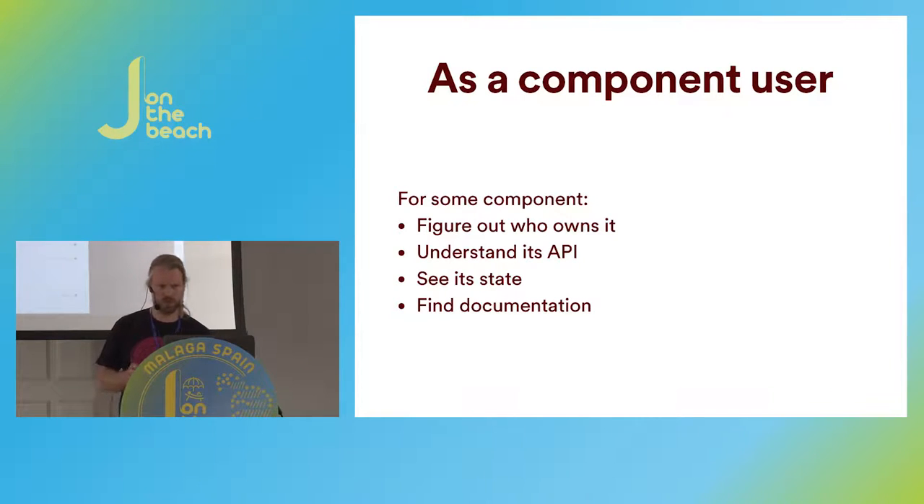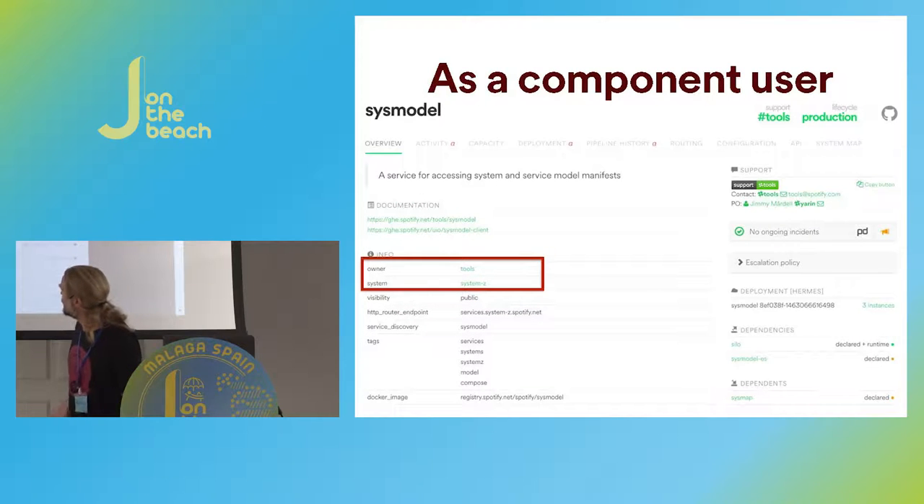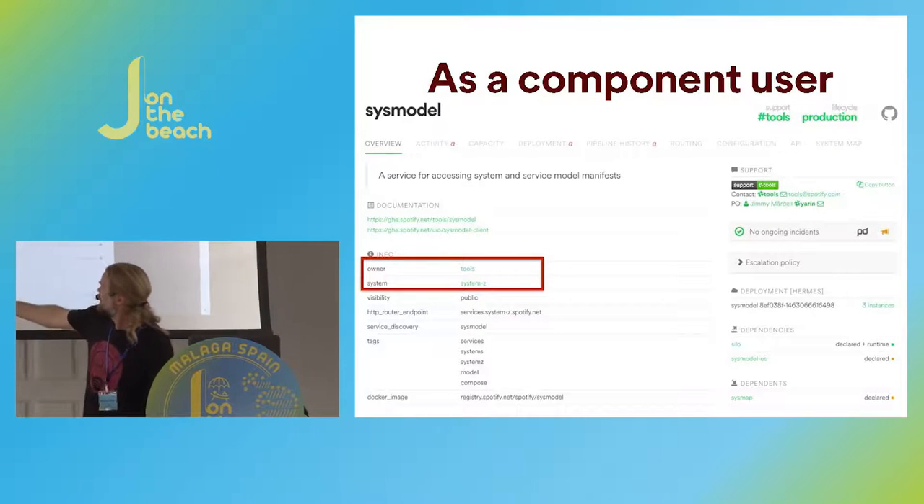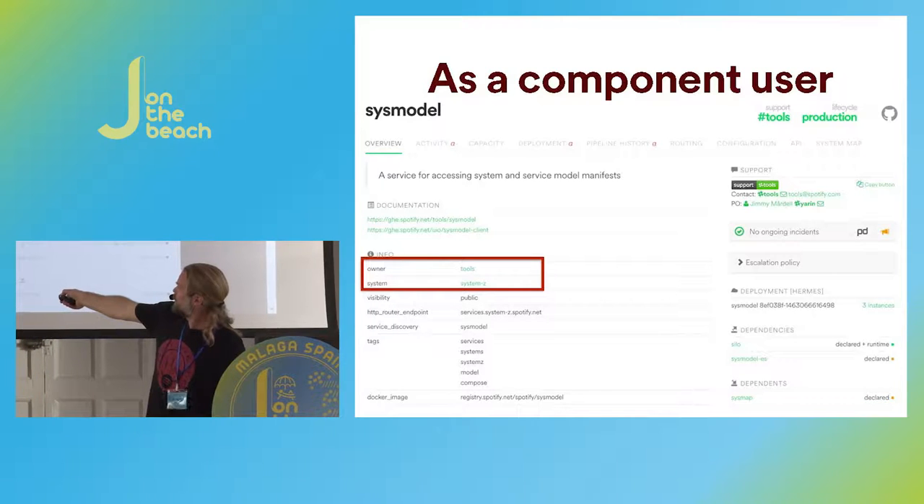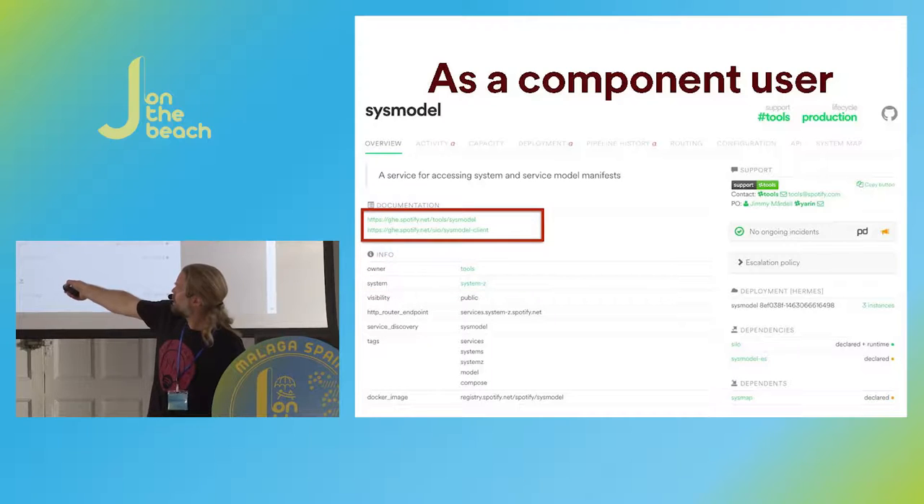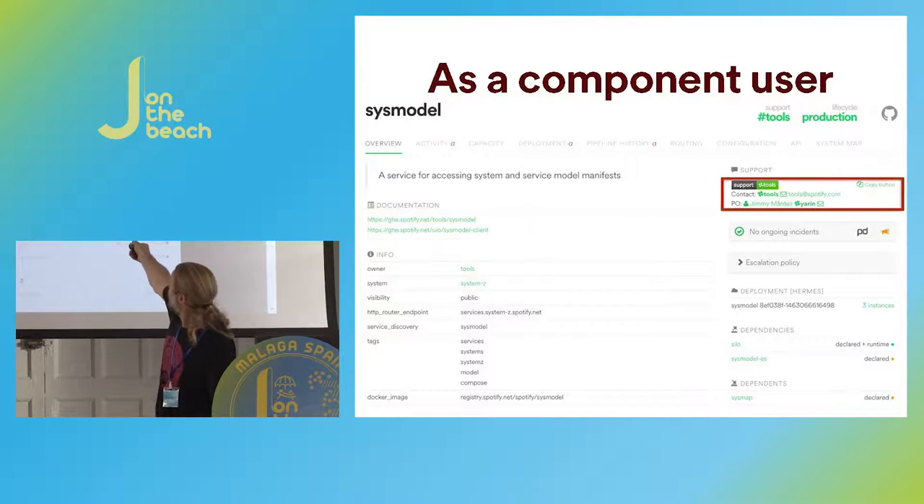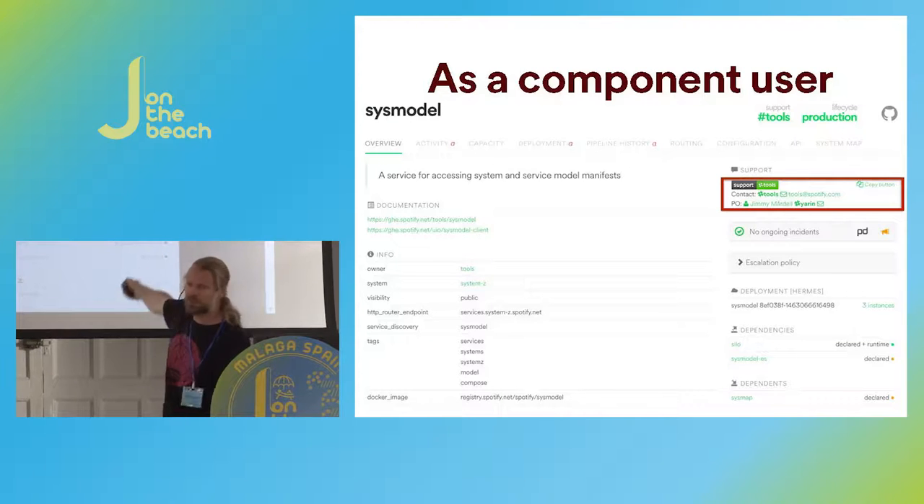So there should be some slides here. It really doesn't show well. Oh well. This says owner tools, system Z. So that's the ownership information. Here you have some links to documentation. This slide title here says documentation. Here's a button you can click on to get to the support channel for this component. It's the tools channel. That's my squad. And you can contact us via email. And if you want to ping the product owner, it's Jimmy. And you can contact him like that.